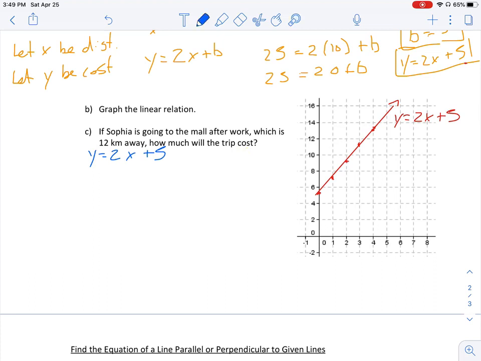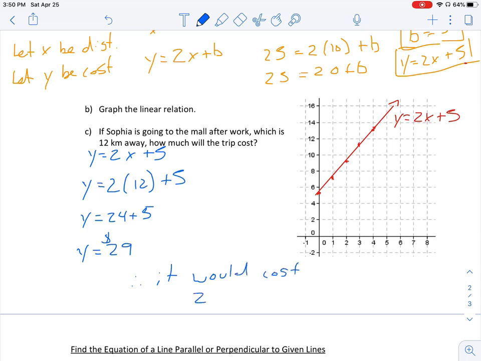We want to know how much it's going to be. So y equals 2 times 12 plus 5. The rate of change multiplied by the distance traveled plus your initial fare, or your flat rate, which is 5 bucks. You're going to get y equals 24 plus 5. Y equals 29. So therefore, it will cost $29 to go to the mall.